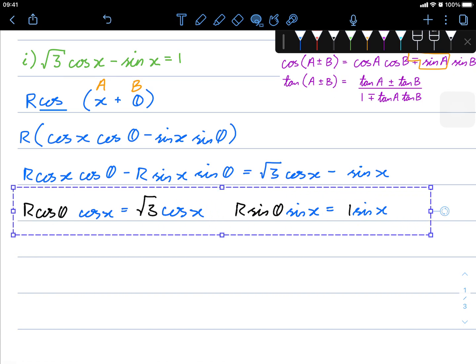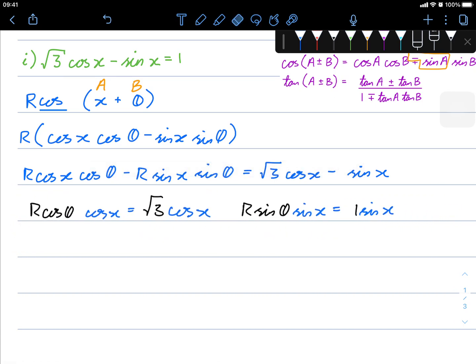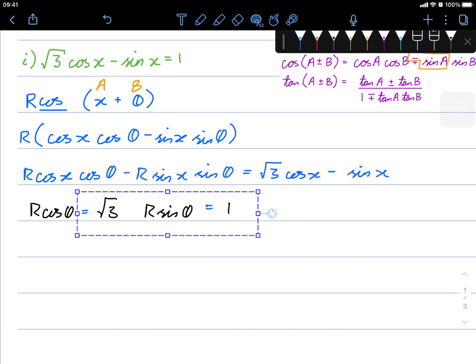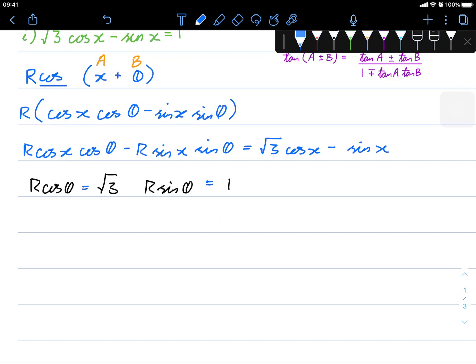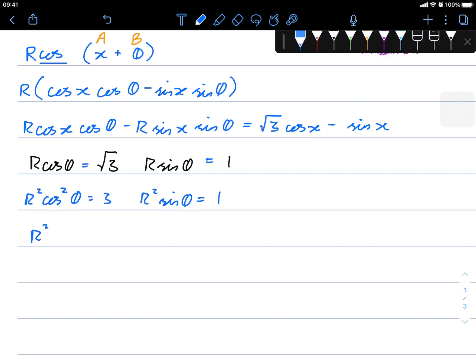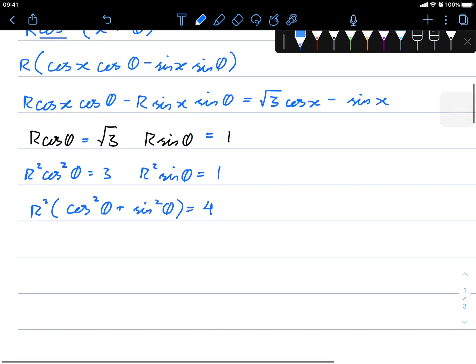Now remember, what I'm showing you, you don't have to write out this way. You can skip straight into this step shown here. So we square both. Squaring this, we get 3. Squaring this, we get 1. Adding everything together and factoring out r squared equals, adding the 2 together, we get 4. And from here, r is equal to positive 2.